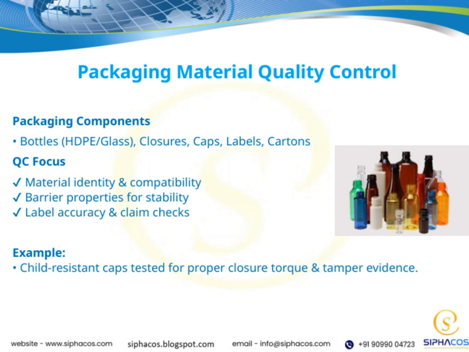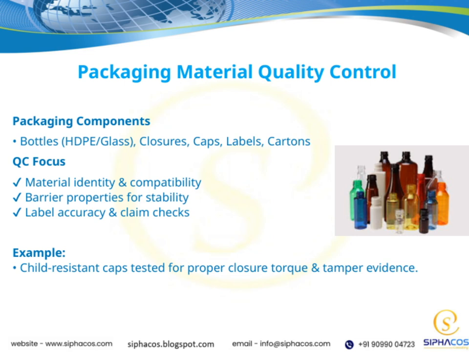In terms of QC focus, there are several key areas we need to emphasize. First is material identity and compatibility. It's essential to verify that the materials used are what they are supposed to be and that they work well together without any adverse reactions. Next, barrier properties are critical for ensuring product stability. These properties help protect the product from external factors like moisture, oxygen, and light, which can compromise quality over time.